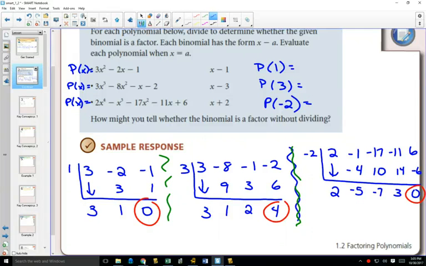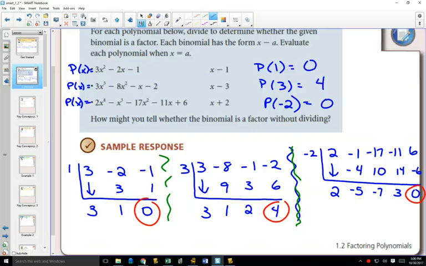How did you do with the synthetic division? Good. So the red numbers there are remainders. Now, when you plug p of 1 into this equation here, notice you get 0. When you plug in 3 into this equation, you get 4. And when you plugged in negative 2 into this equation, you get 0.